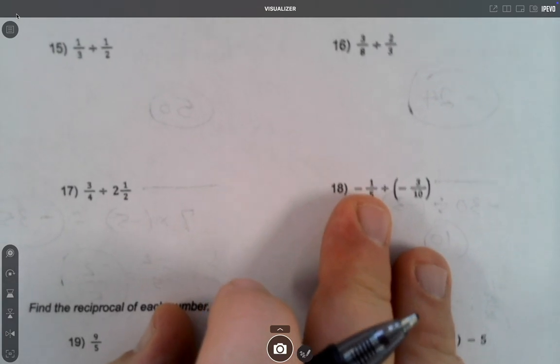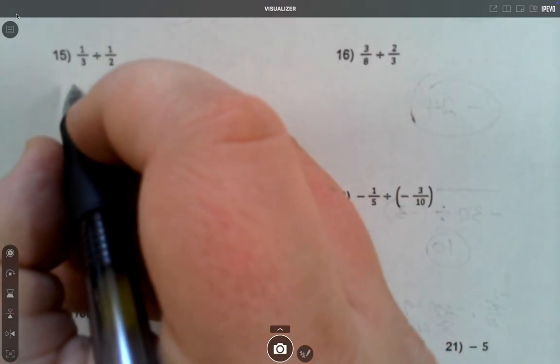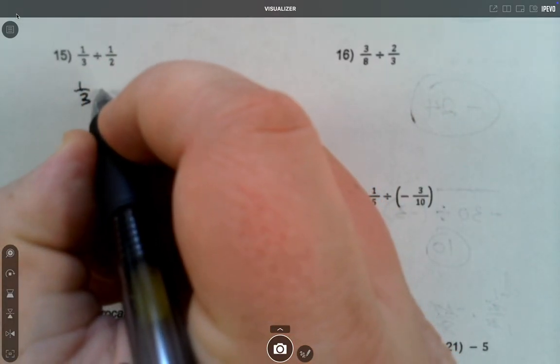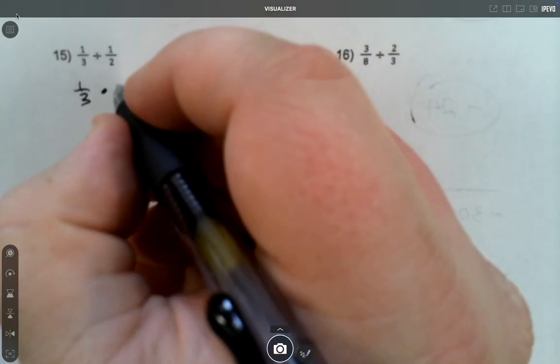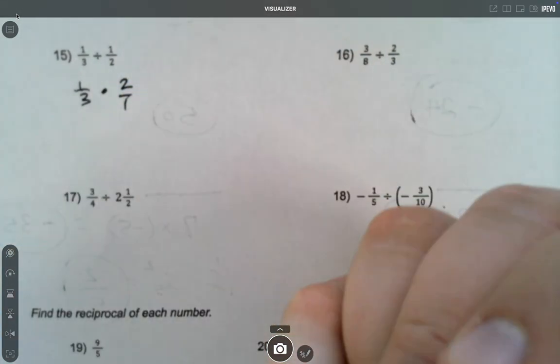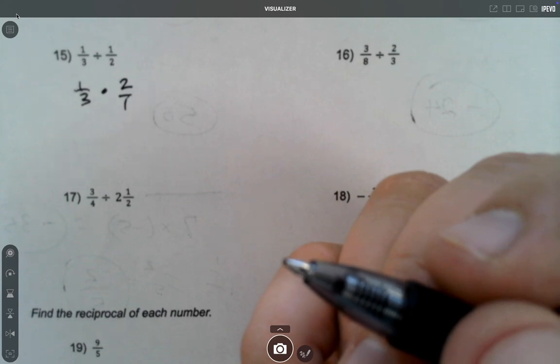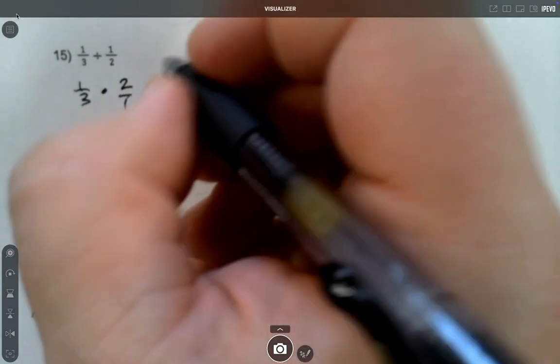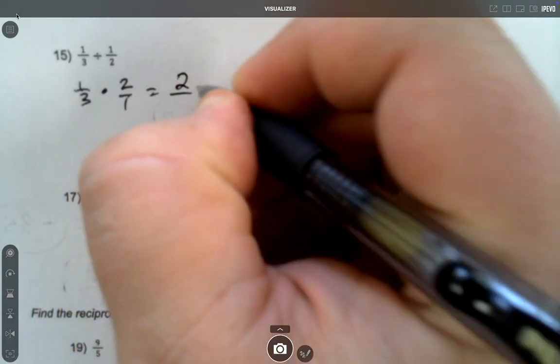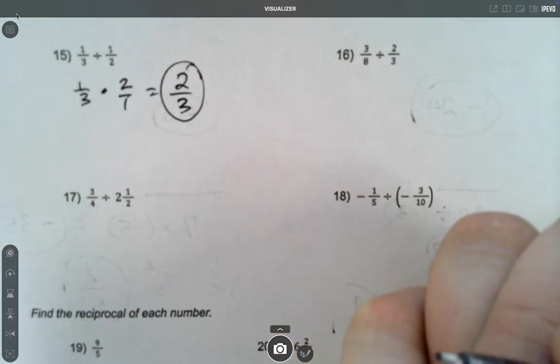Okay, number 15, we're dividing, so I'll have to multiply by the reciprocal. So I'll keep the first one the way it is, change division to multiplication, and flip this over to be 2 over 1. No canceling out can occur, so I just multiply. 1 times 2 on top, 3 times 1 on the bottom.